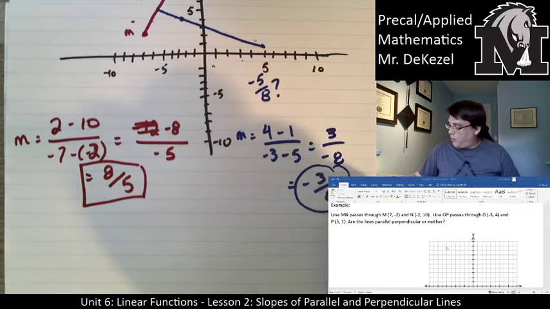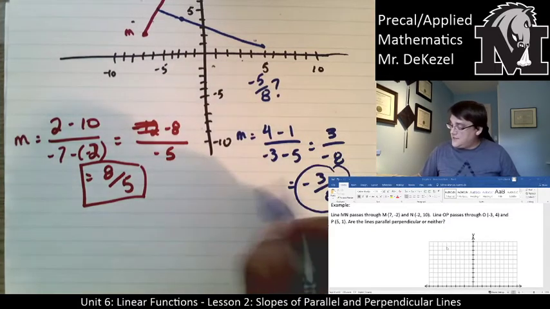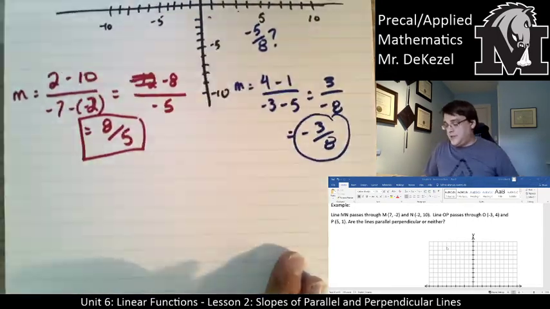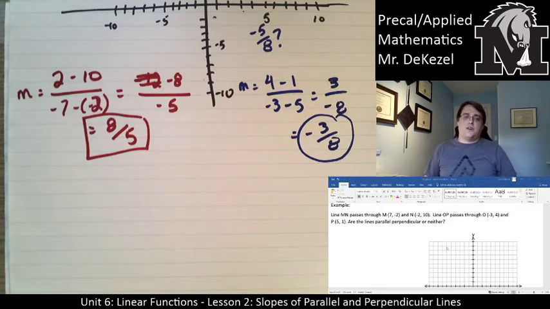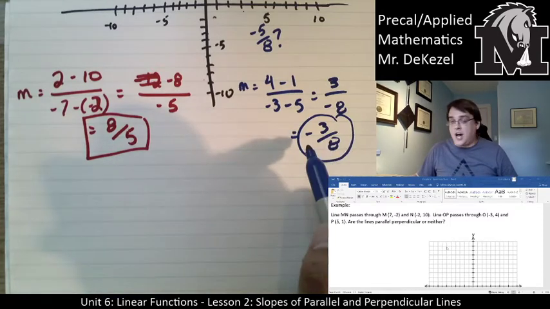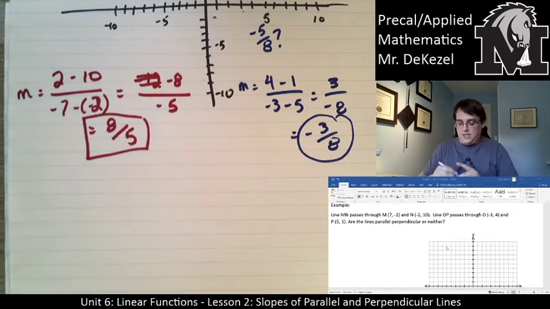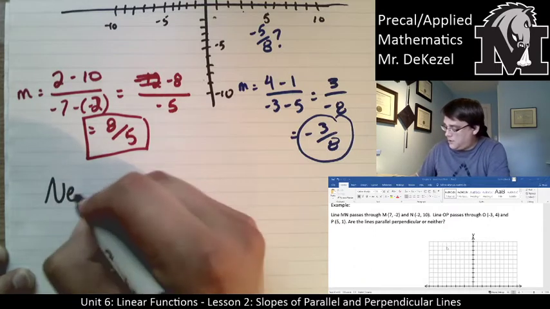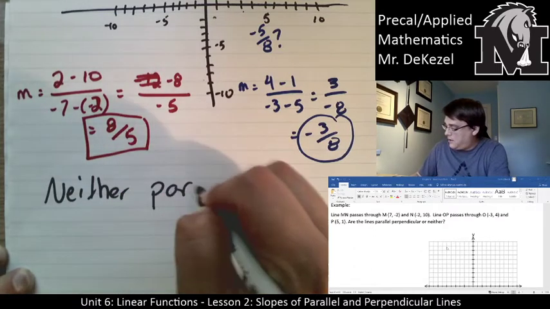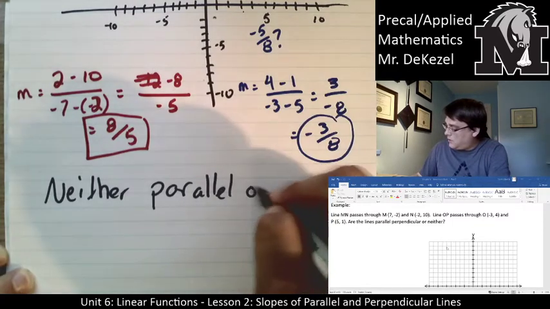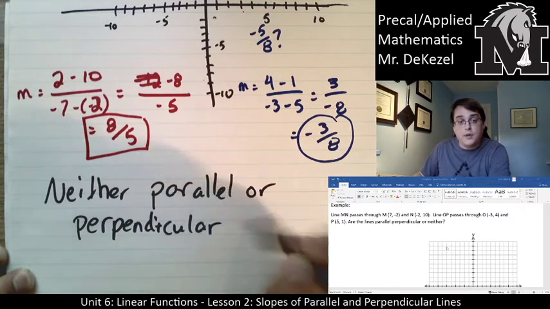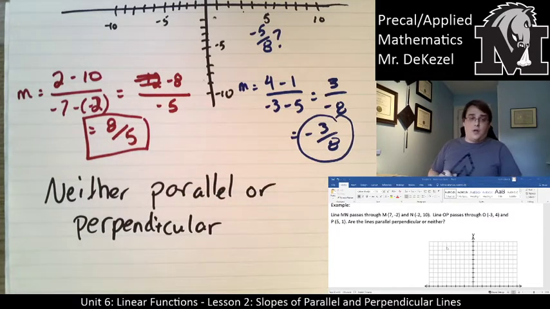So not quite. You can't see that. Huh. It's okay. I'll slide it up. So it's not quite a perpendicular line. It is very close. If this was a 5 up top, then it would have been. So these are not perpendicular. They're also not parallel because they're not the same. So neither parallel or perpendicular. And if I spelled anything wrong there, that's okay.